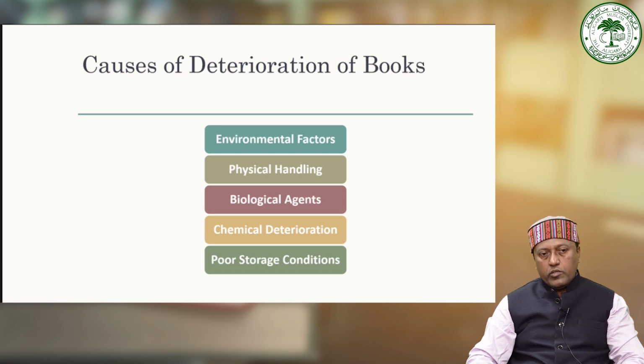So you can see all these five factors are deteriorating the condition of the books. The maintenance section has to be very careful and very vigilant, and has to keep its vigil especially on these five elements which spoil the condition of the books.